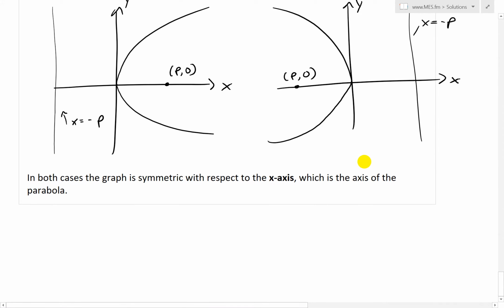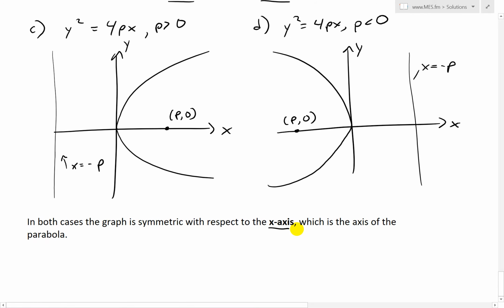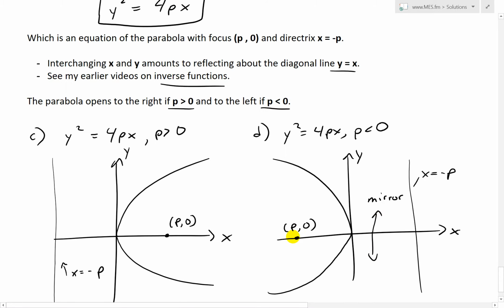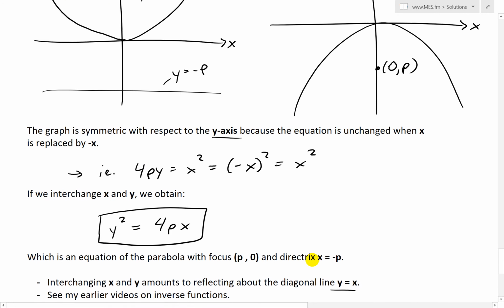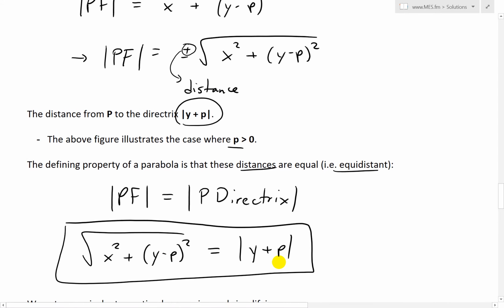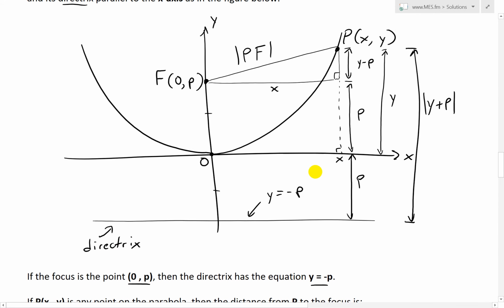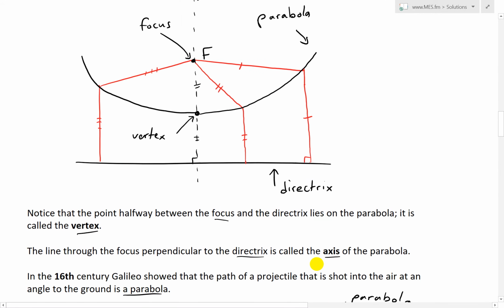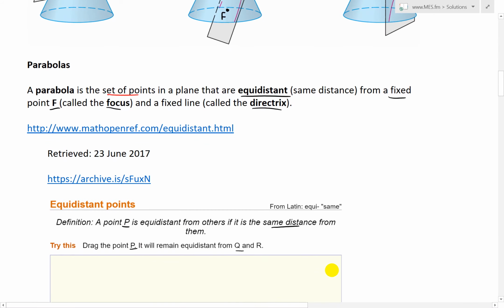And in both cases, the graph is symmetric with respect to the x-axis now, which is the axis of the parabola. This is just a mirror image about the x-axis. So yeah, that's pretty much it for the definition of a parabola. And again, it's a part of the conic sections series, so stay tuned for my other videos. It's going to be quite interesting. Anyways, that's all for today.